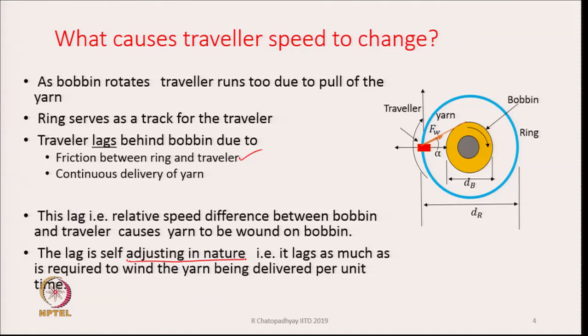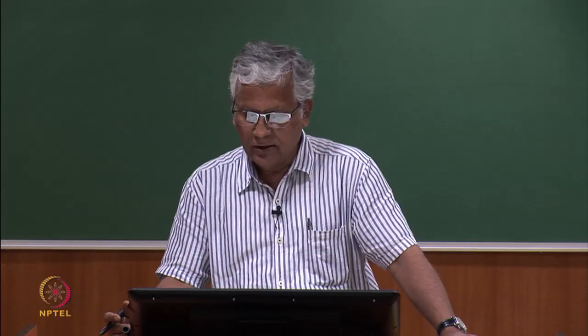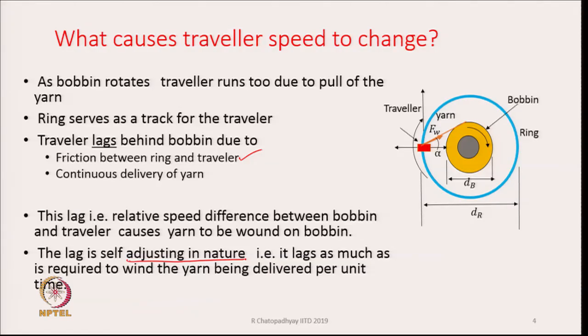So, when we need more lag, the speed of the traveler will be slowed down to that extent. When there is less lag, the speed of the traveler will be raised so that we get less lag. So, this is what is happening continuously. Changing of diameter will also change the winding tension, and hence the traveler speed will accordingly be adjusted.